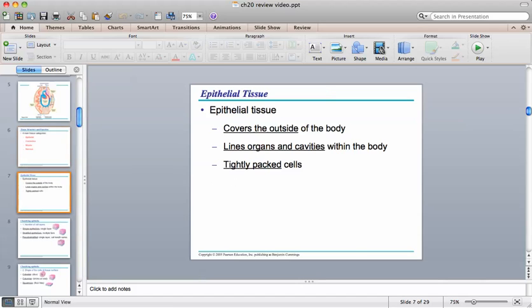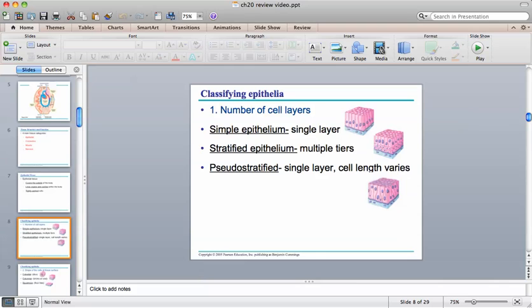But epithelial tissue is the outer covering of your body. It lines your organs and cavities within the body, and the real key factor here with your epithelial tissue is that the cells are very tightly packed. They are sealed together to prevent any indiscriminate movement of materials either into the body or out of the body. And that's a real strong feature of these epithelial cells.